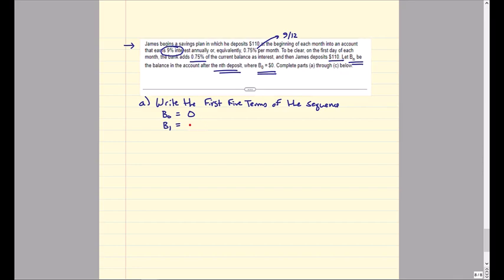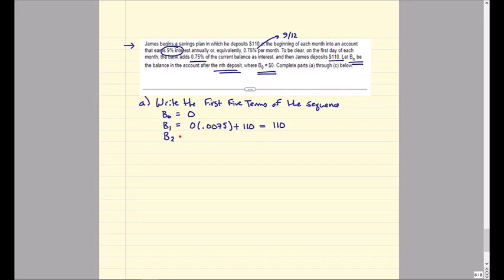If I wanted to write it out, I would take 0 times my interest rate and then add the 110. Now I can't just multiply it by 0.75. I need to multiply it by 0.75%, which would be 0.0075. Okay, and then I add in the $110. So at the beginning of month 1, after the first deposit, I have $110.